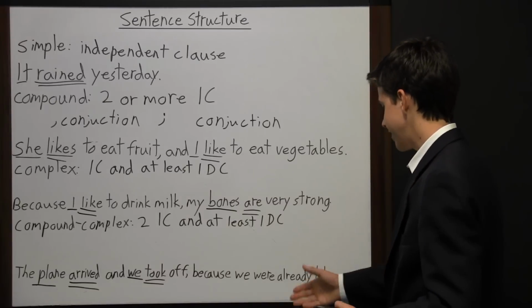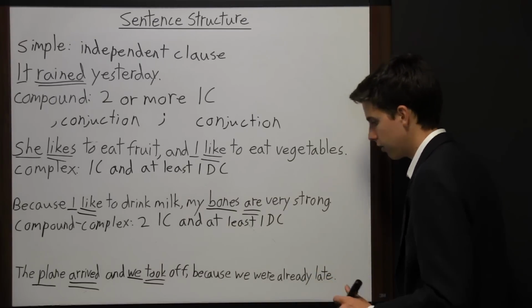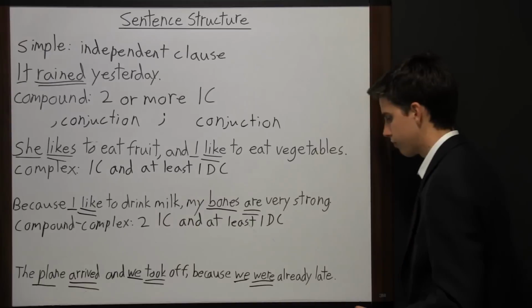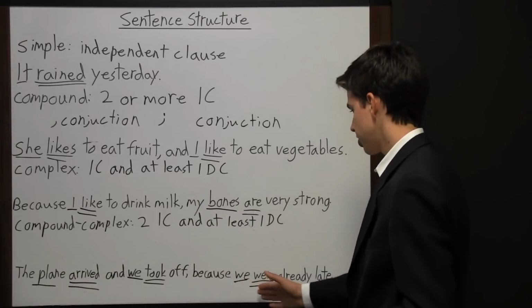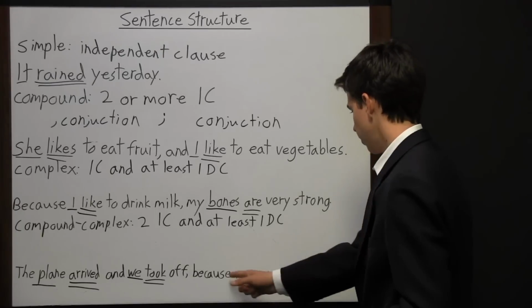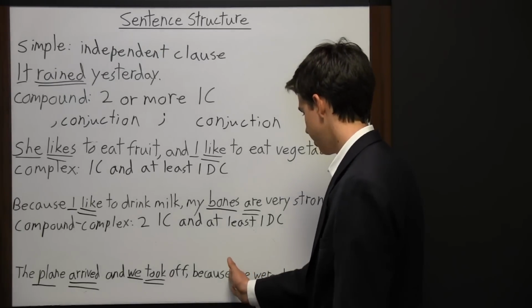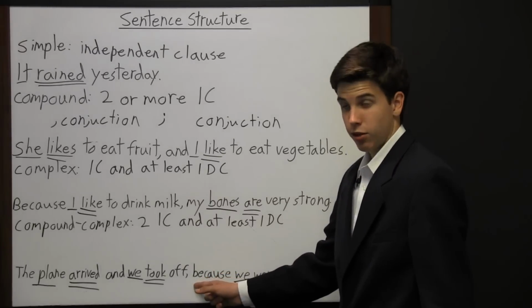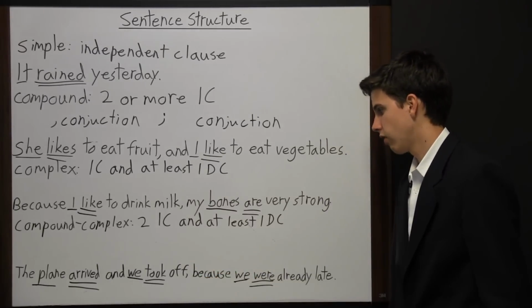Now right here we have a dependent clause. Again, we have a subject and we have a verb. We and were are the subject and verb here, but this is not an independent clause. If we were to take the word because off, it would be an independent clause: we were already late. But because of the word because, it's now a dependent clause.